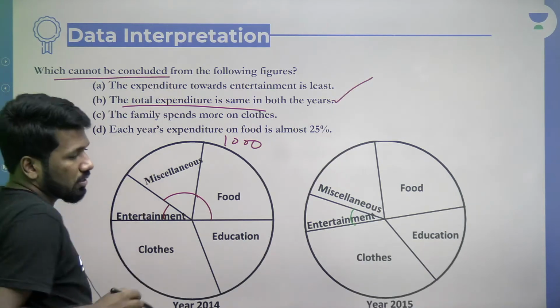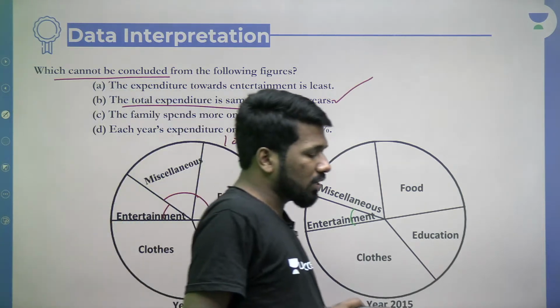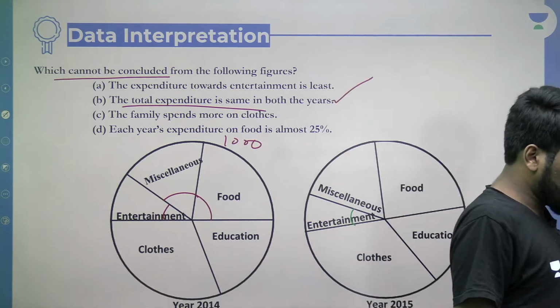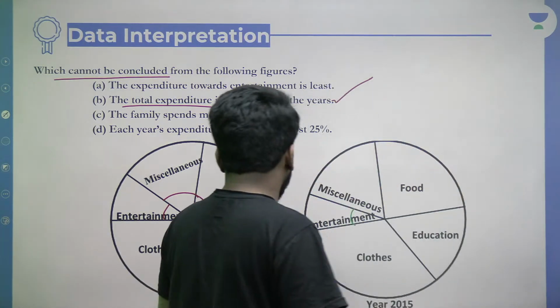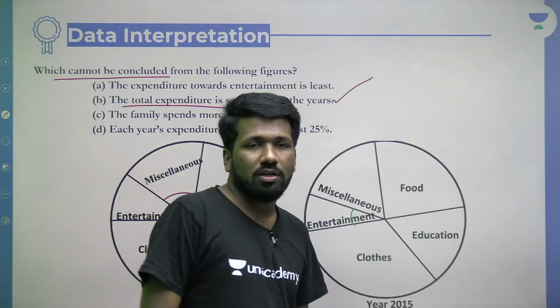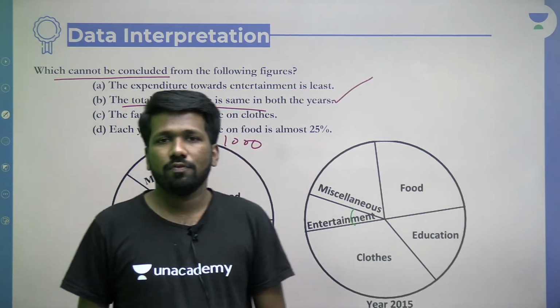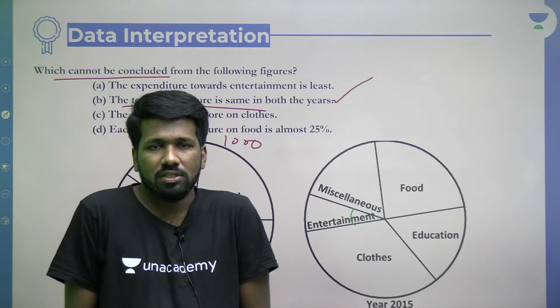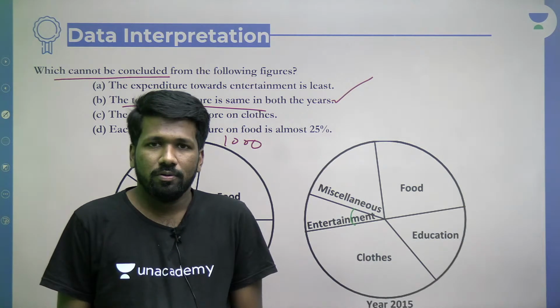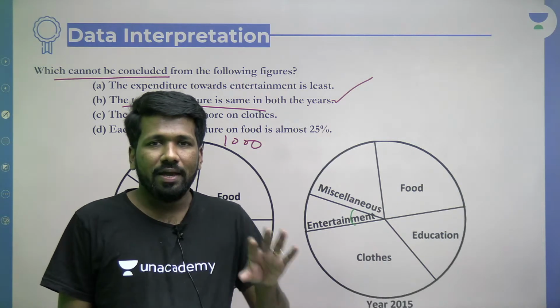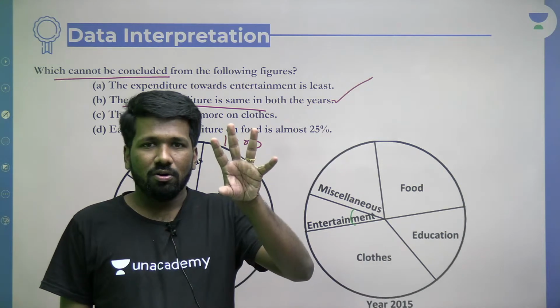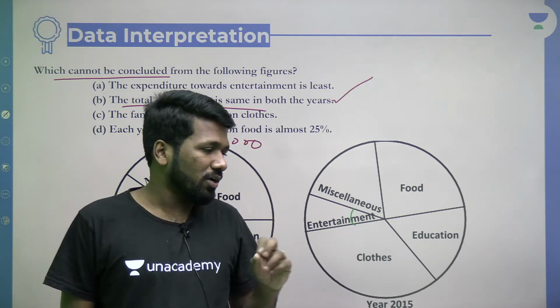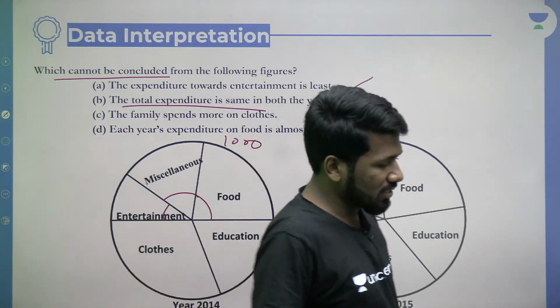What cannot be concluded. Option B cannot be concluded, because from a pie chart, unless they mention the total value, you cannot know the total value from the pie chart. From a bar chart you may be able to, adding all the bars up you will get the total value. But a pie chart is actually a comparison, like what percentage of the total it is, that only is what these sectors are denoting.